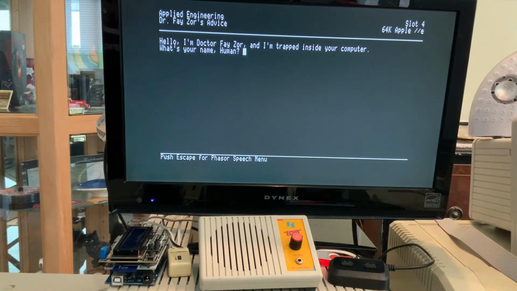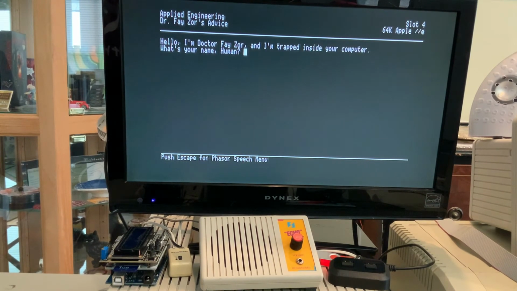Okay, if you put a speech chip on the Reactive Micro Phasor card, you can have a free psychologist built in.